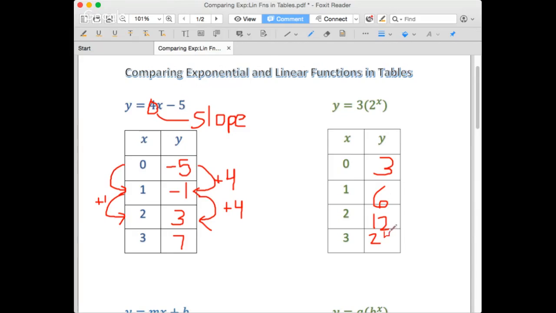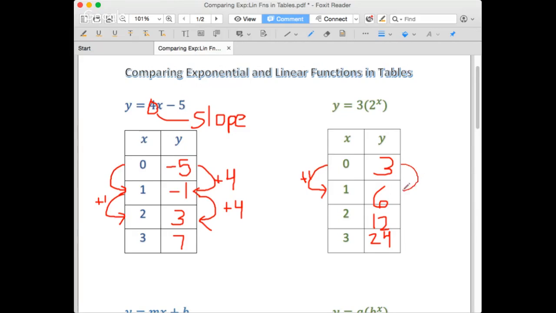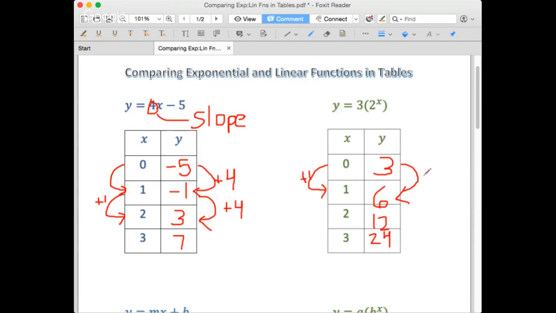So what do you notice is happening here? Every time this goes up by 1, the y value doubles. What's another way of saying doubling? Going up by 1 more power. So it's multiplying by 2. That's what double means, right? So this goes up by 1. That gets multiplied by 2. That gets multiplied by 2.